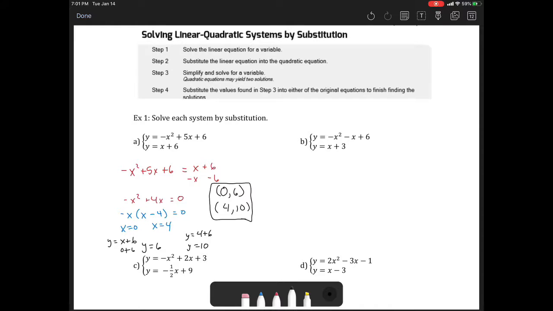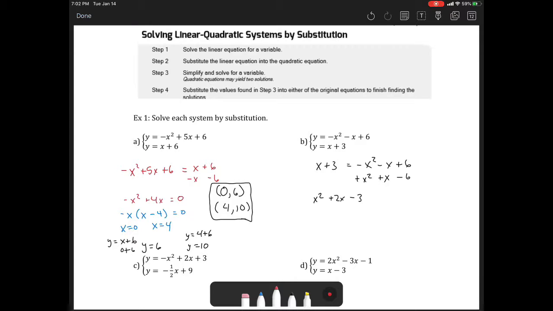So now we're going to do the same thing with b. So as you can see, again, they're both equal to y already. So I'm going to have x plus 3 equals negative x squared minus x plus 6. And just so I can get my negative to go away, I'm going to switch it to the far side. So I'm going to add my x squared, add my x, and minus my 6 to the other side. So I end up with x squared plus 2x minus 3.